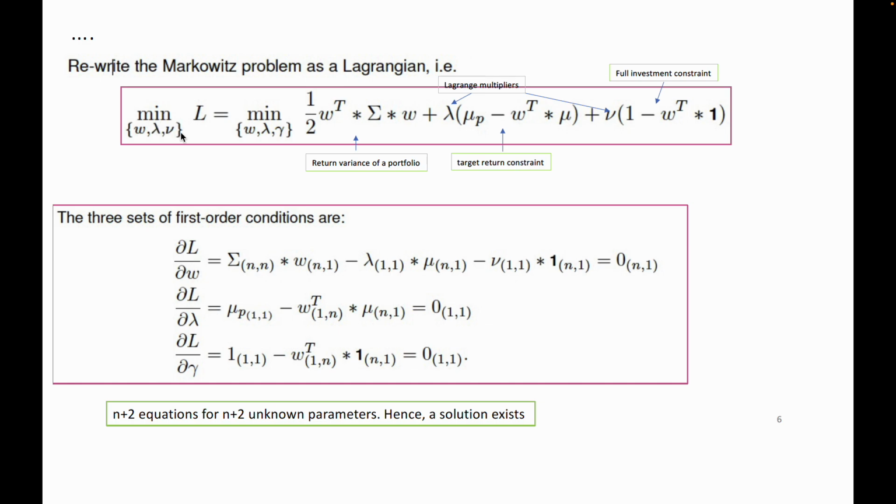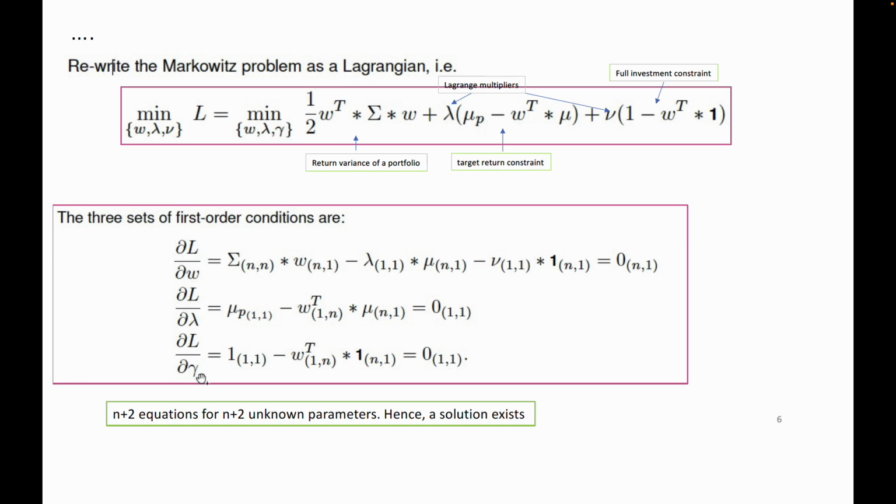So we have n plus 2 variables that we want to solve for. And we see here that we will also have n plus 2 optimality conditions. So we get the optimality conditions by computing the first order derivative of the Lagrangian here with regard to W. That first order condition needs to be 0. And we also compute first order conditions with regard to lambda.